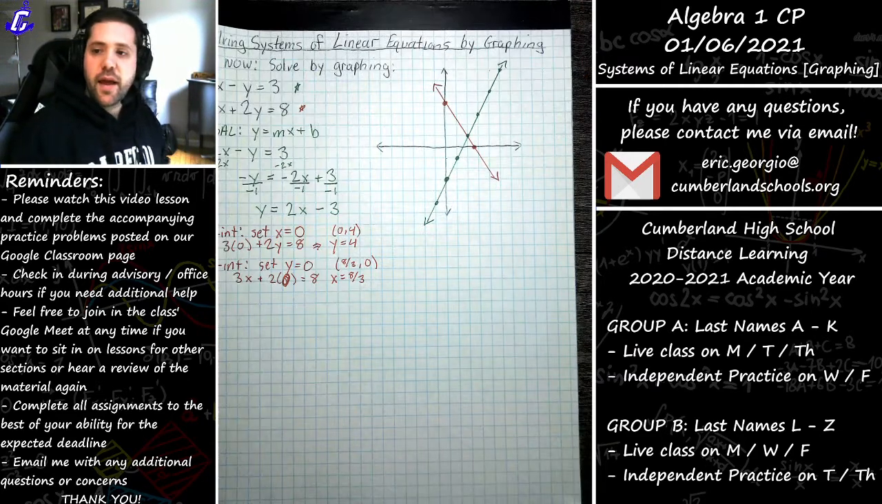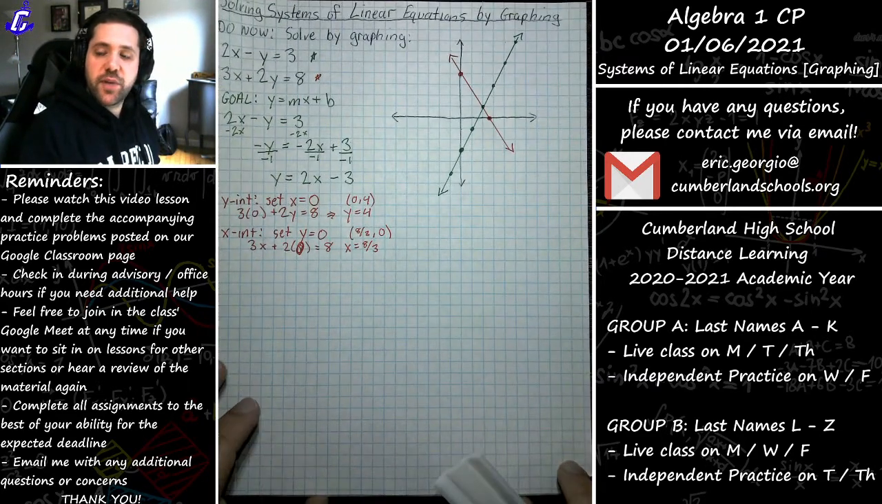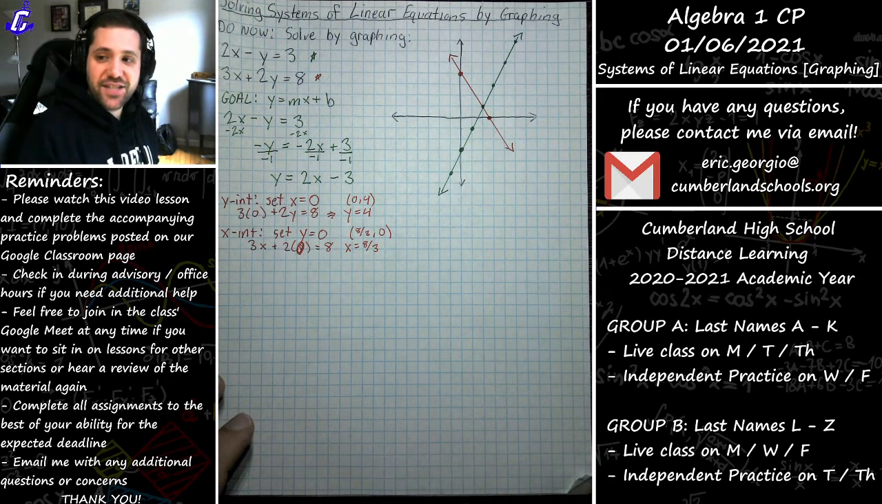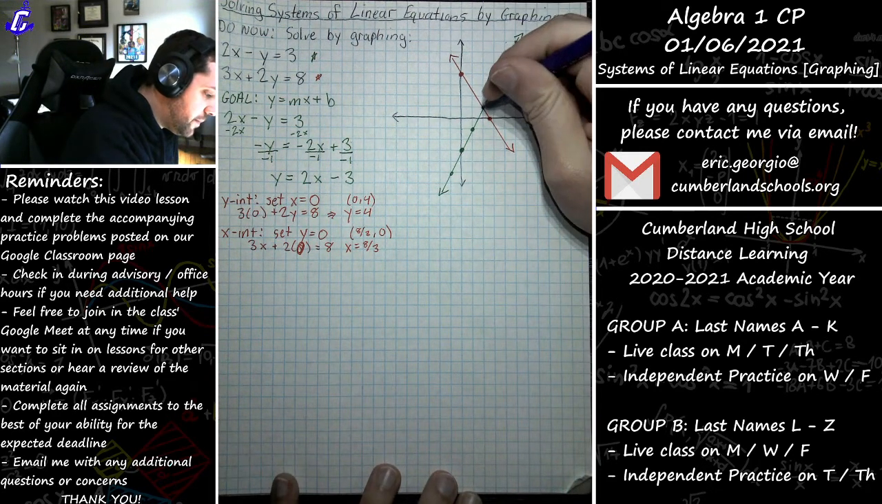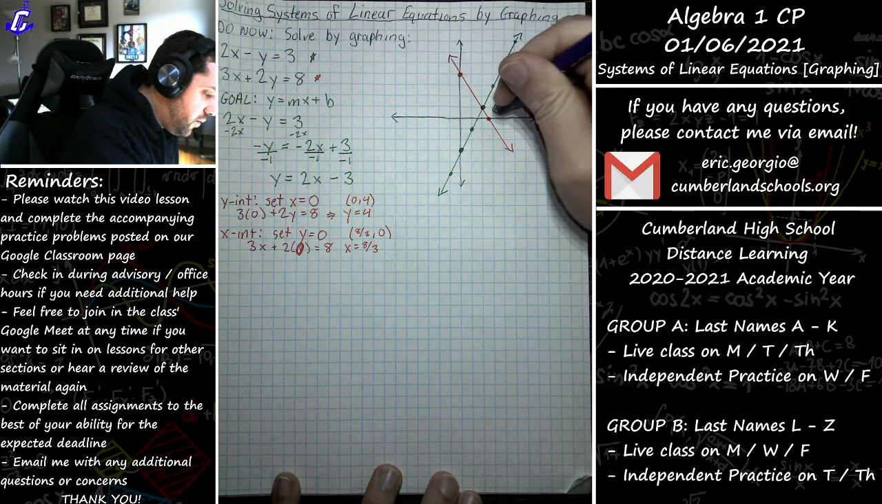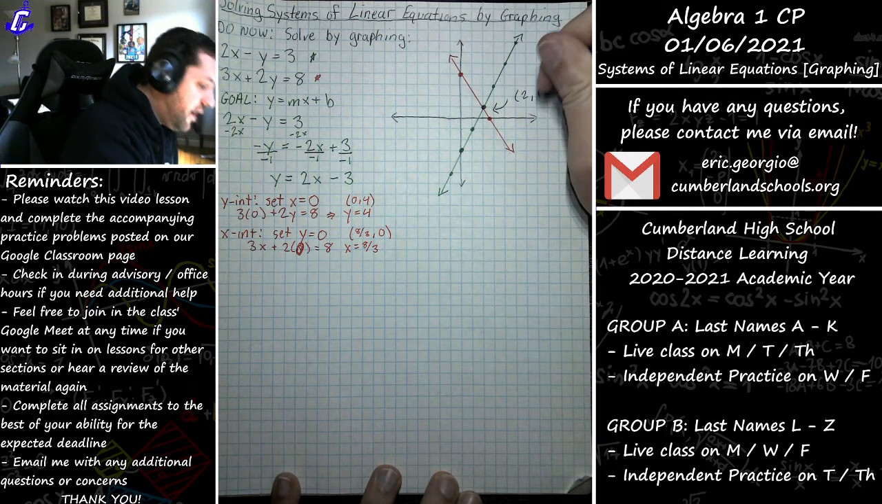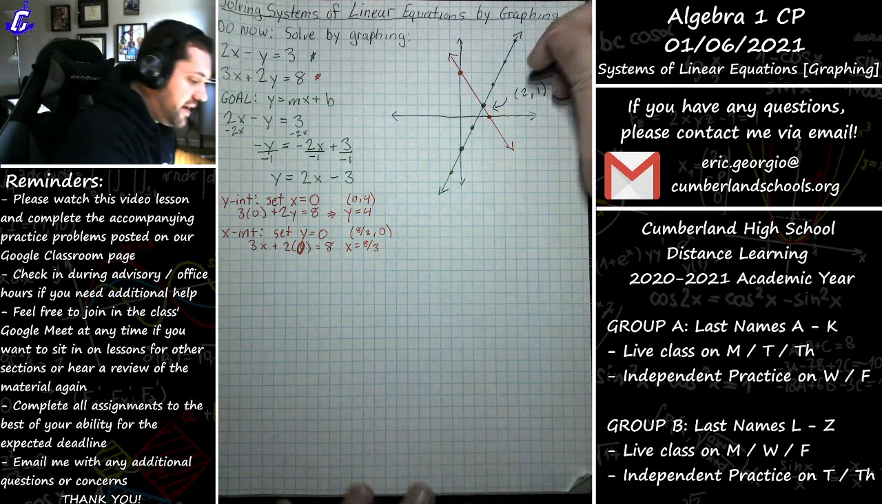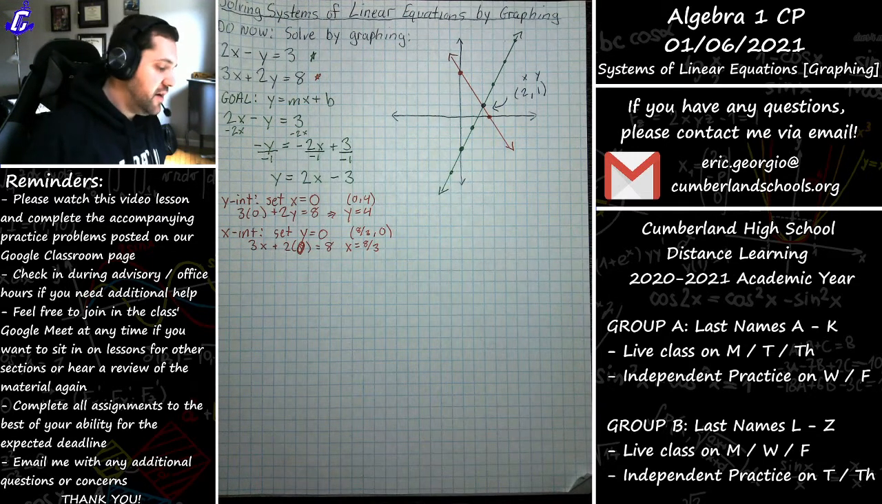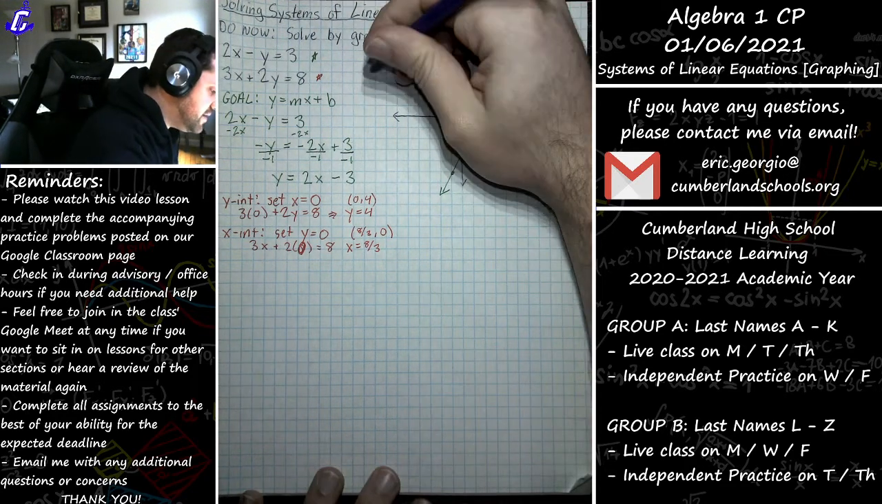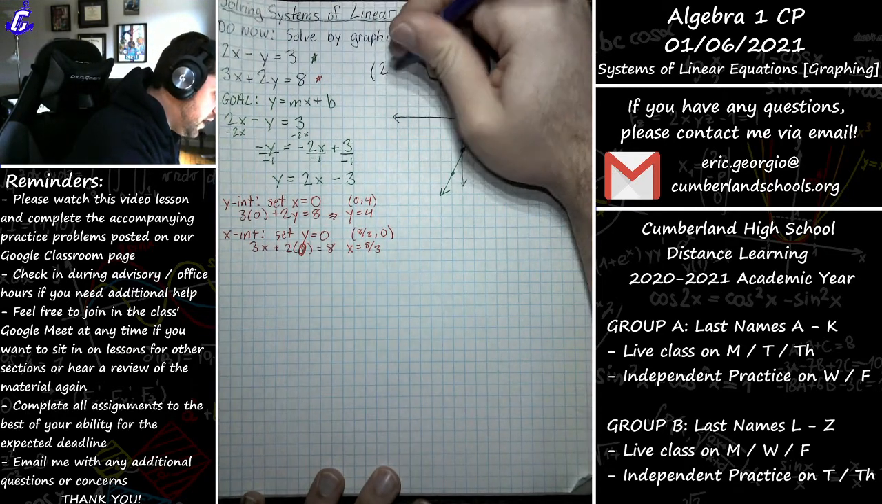Okay? And based on our work there, you should be able to very clearly see the intersection point of the two lines. The intersection point is right here. This is at the coordinate (2, 1), and that is going to be the x and y value that satisfy the system of equations. So I'd be able to say that my solution to this system is (2, 1).